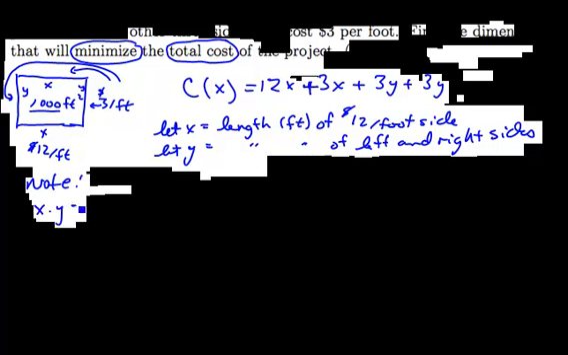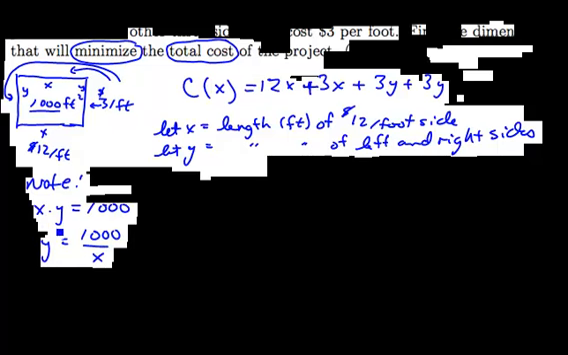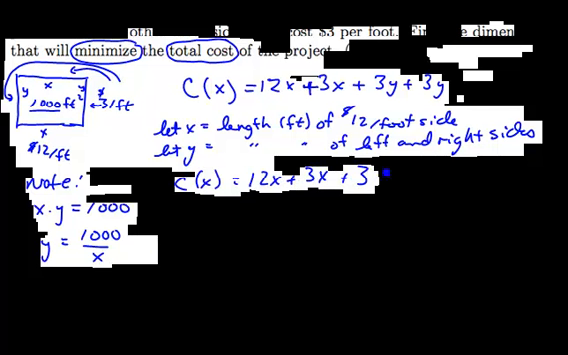And on these types of problems, setting up the mathematical model is perhaps the most challenging part of this. From here on out, it becomes at least more familiar. Let's just put it that way. Let's simplify this down a little bit. 12x and 3x is 15x. I've got 3,000 over x plus 3,000 over x would be 6,000 over x.